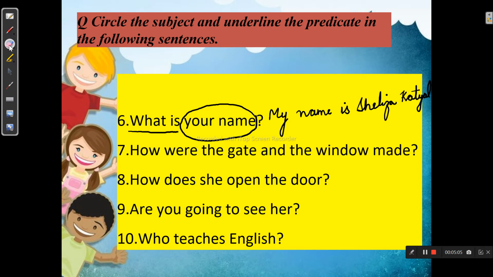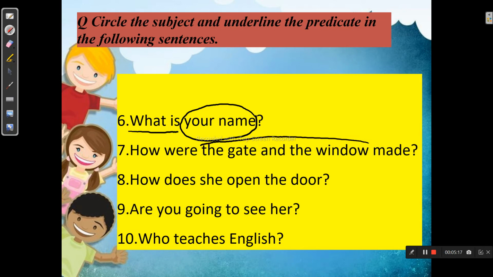Coming to seventh sentence, how were the gate and the window made? So, whom am I talking about in the sentence? I am talking about the gate and the window. So they become subject. And what is predicate? The remaining part of the sentence is predicate. How were made becomes predicate.